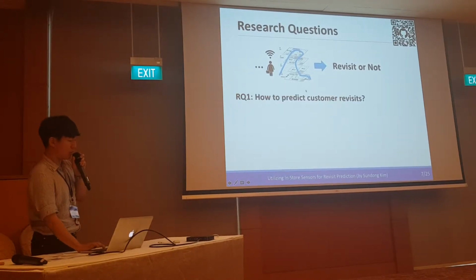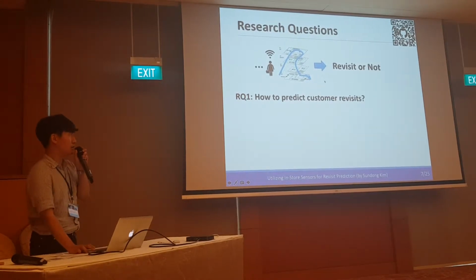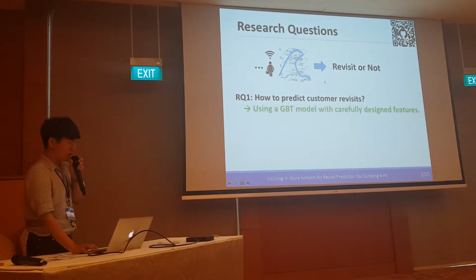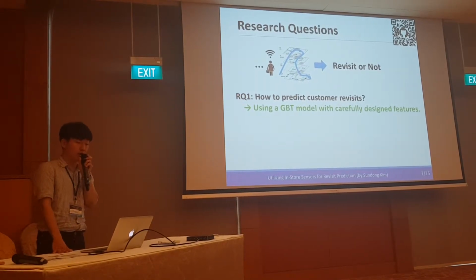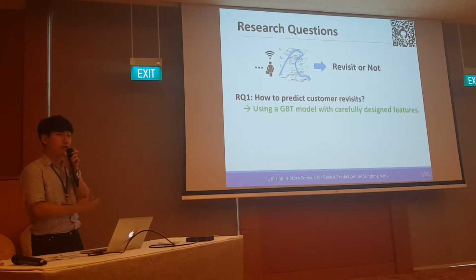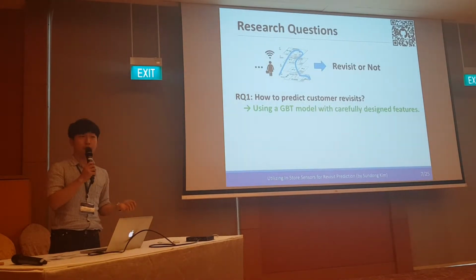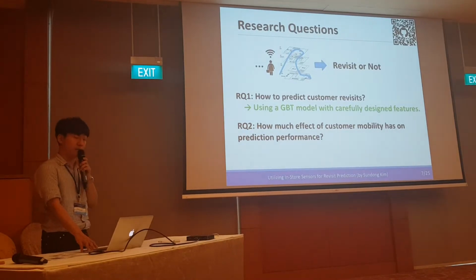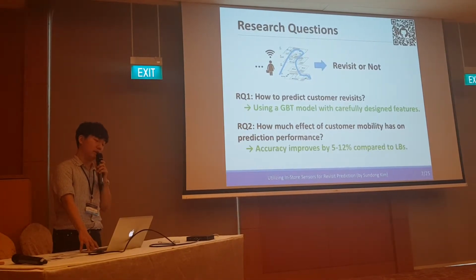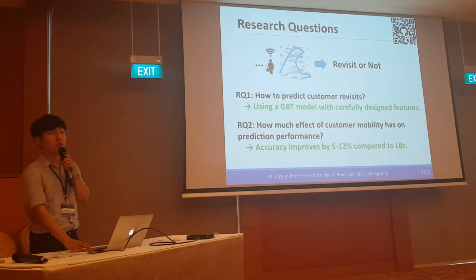When you have mobility patterns inside a certain store, our research goal is to predict whether a customer will revisit or not. So how do we predict customer revisit? We use a gradient boosting tree model with carefully designed features. We use XGBoost in our paper, so our contribution is more toward feature engineering. The second research question is how much effect customer mobility has on prediction performance. And we found that our accuracy improves by 5 to 12% compared to the lower bounds, the baselines.